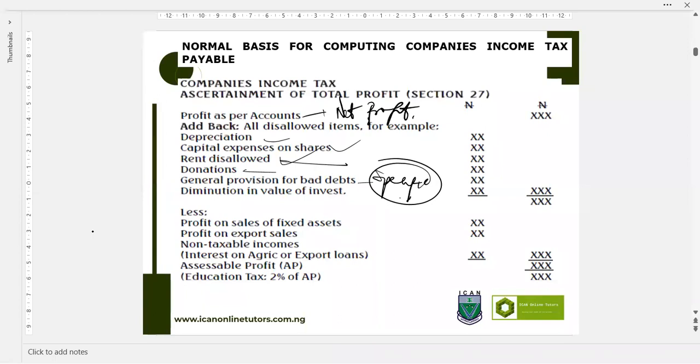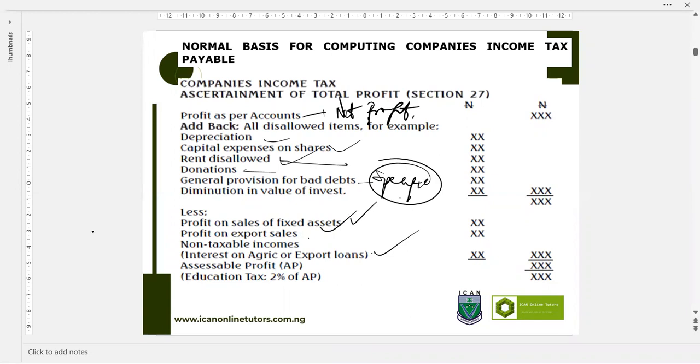Then you move to non-taxable income. These are incomes that are not taxable, but hitherto have been added to, or taken as income, okay, and were considered in arriving at the company's profits for the year. So you have to deduct it, and they include profit on sales of fixed assets, profit on exports, and then we also have interest on agri or export loans.